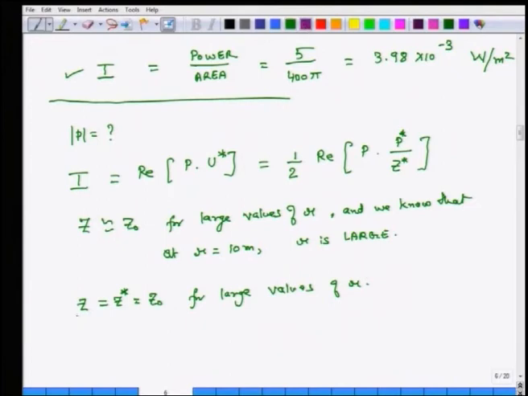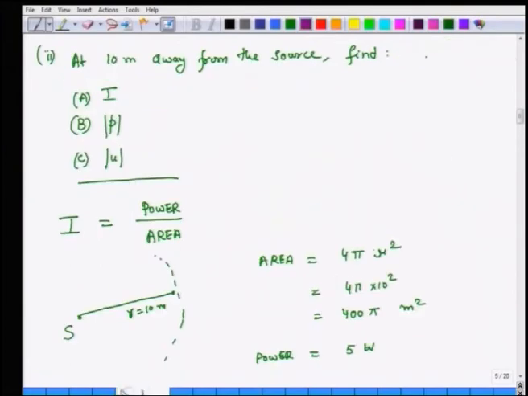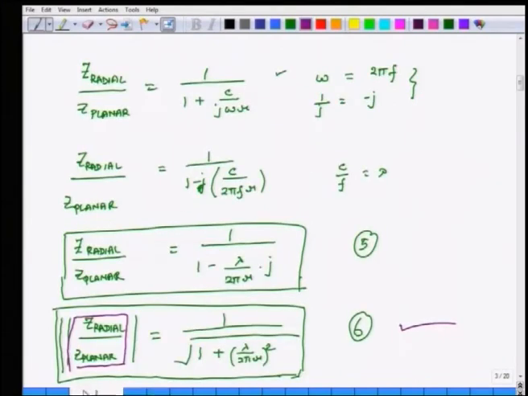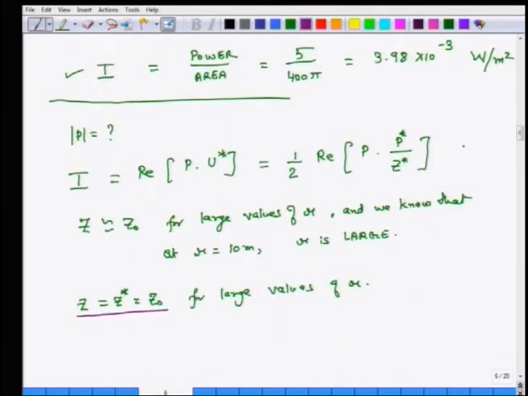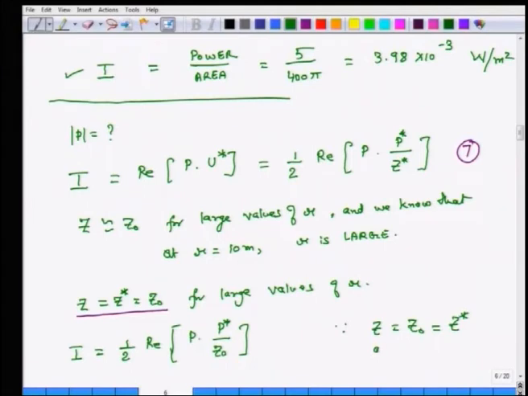So, with this information, we put this in equation 7, which is this. So, I get intensity equals half real of p times p star divided by z naught, because z equals z naught equals z star at r equals 10. Actually, it is not a strict equality relationship, it is an approximate relationship. So, at r equals 10 meters, z is almost equal to z naught, which is almost equal to z star. So, this is what I get.